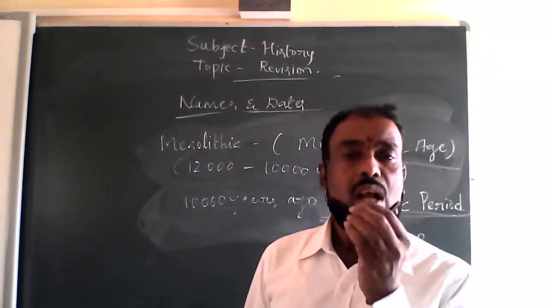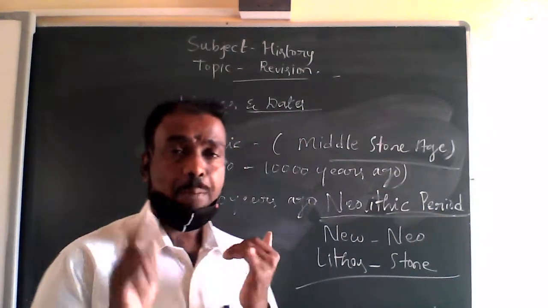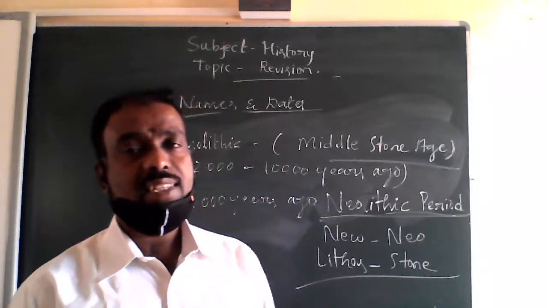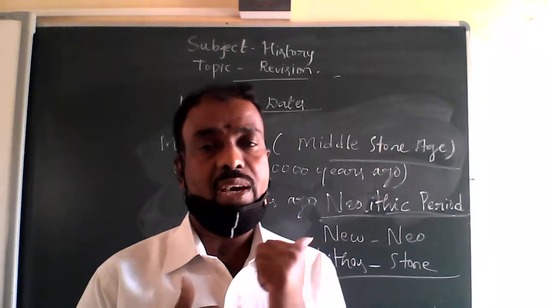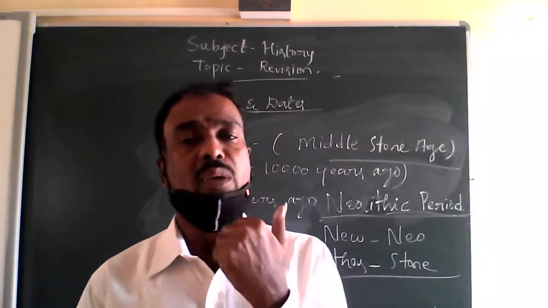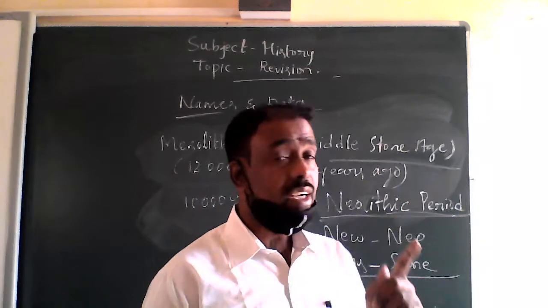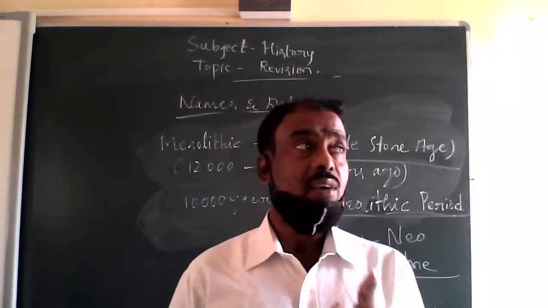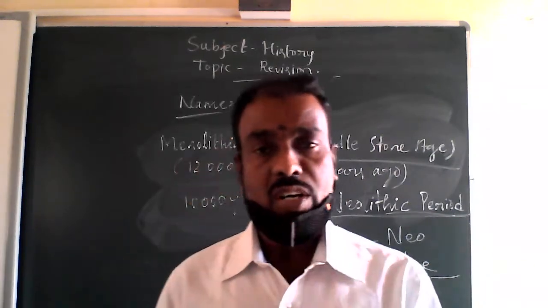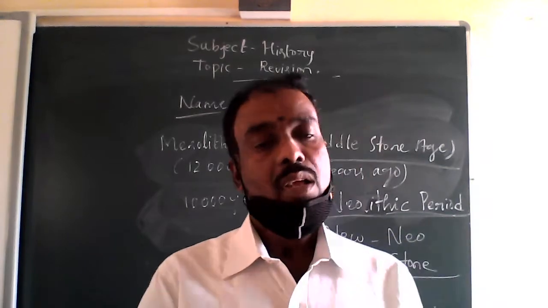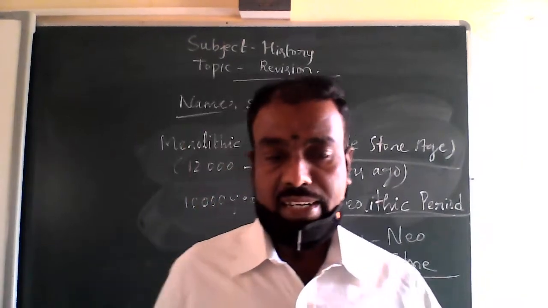This is a short explanation about names and dates, especially the Paleolithic, Mesolithic and Neolithic ages. We came to know that about 99% of human history is covered in the Paleolithic age. Do you understand now? Now let us discuss the beginning of farming and herding.